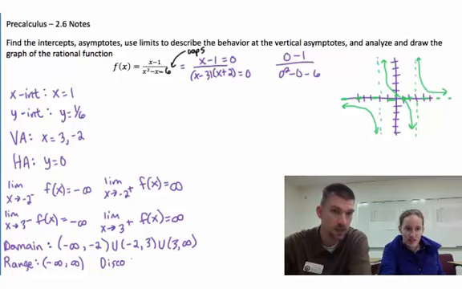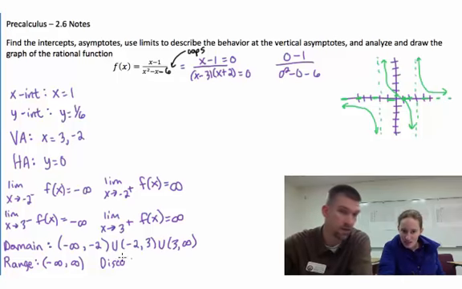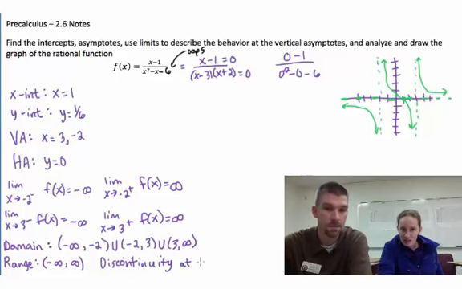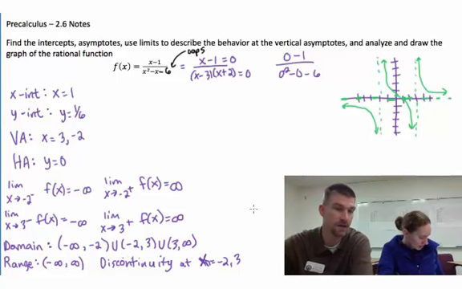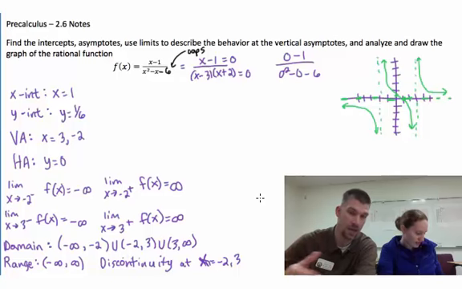Discontinuous. Do you not know what the word is? What are you writing there? Discontinuity at x equals 3 and 2. 2 and 3. Yes, that's what I said. I feel like your handwriting has suddenly gone haywire.